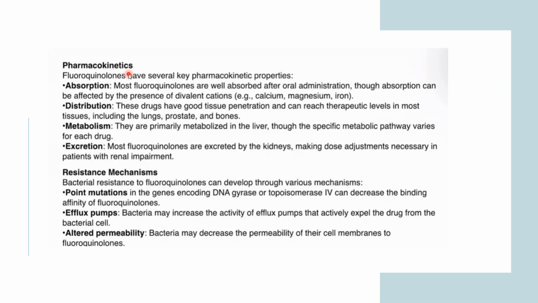The third one is altered permeability. Bacteria may decrease the permeability of their cell membrane to fluoroquinolones. This is how they mutate themselves and resist fluoroquinolones. So these are the resistance mechanisms.